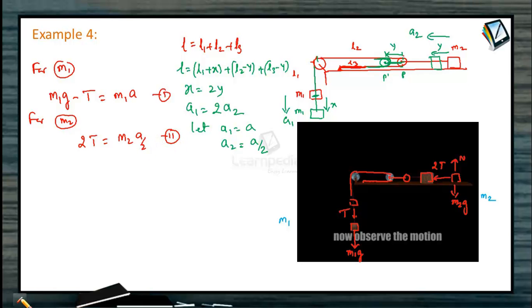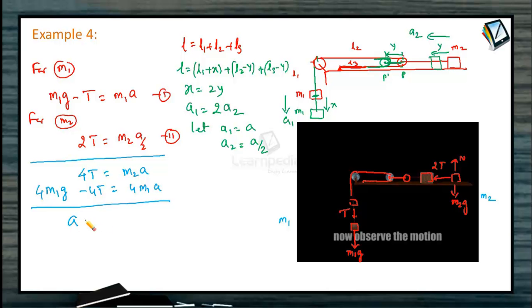Let us solve these two equations. Second equation multiplying by 2: 4T is equal to m2a. First equation multiplying by 4: 4m1g minus 4T is equal to 4m1a. What are we going to get for acceleration? a is equal to 4m1g divided by m2 plus 4m1. Substituting the value in equation number 2, we can write the tension T is equal to m1 m2 g by 4m1 plus m2.